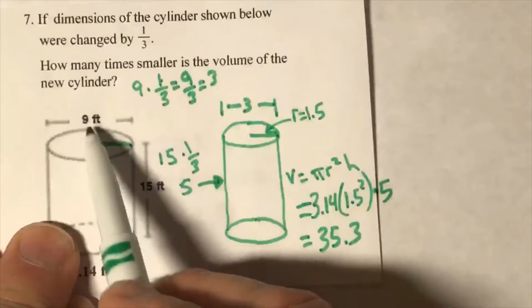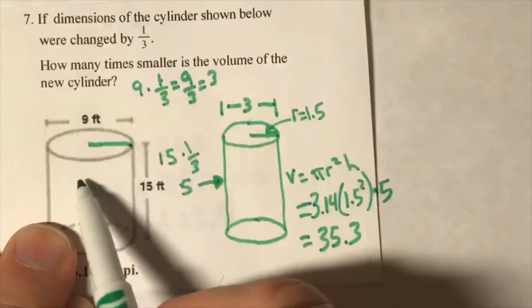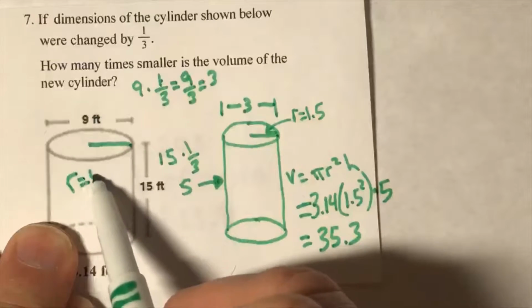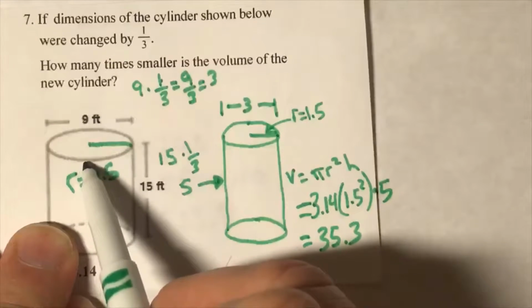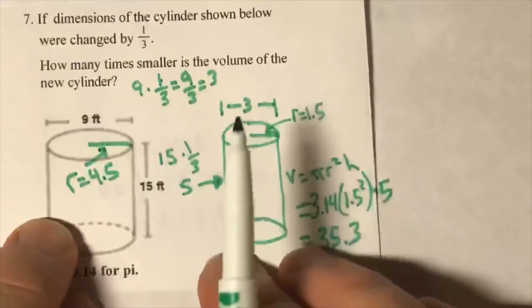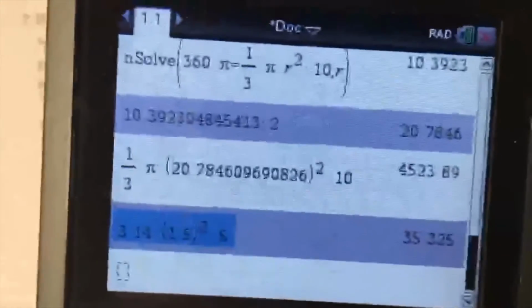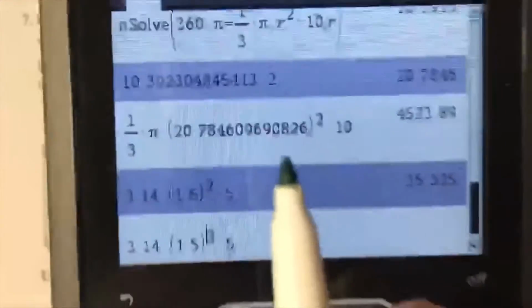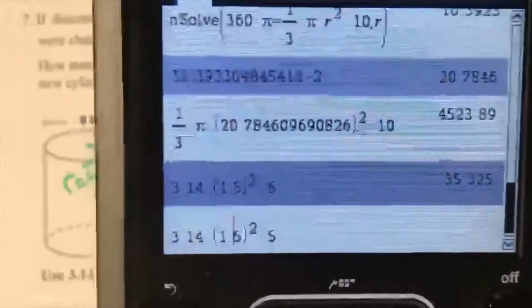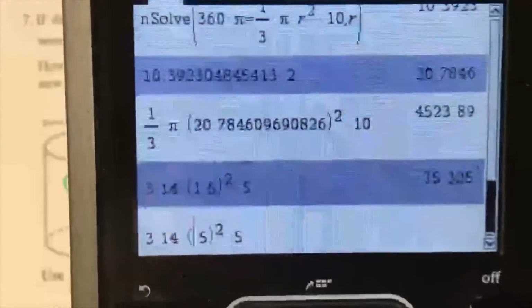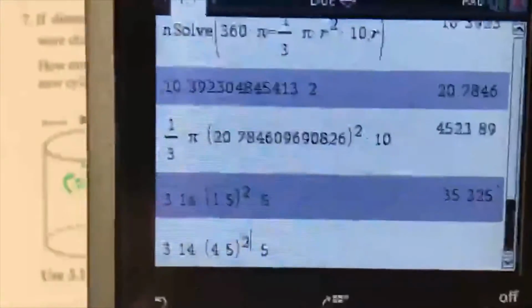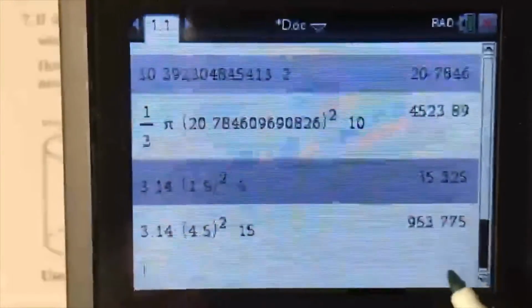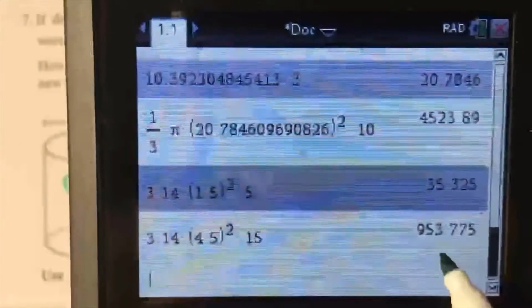Now, you must compare this to the volume of this larger one, where we know that the radius has to be half of 9. So the radius is 4.5. All I'm going to do is arrow back up here to get this, replace the radius 1.5 with 4.5, and replace this 5 with 15, and that's the volume of the original one.